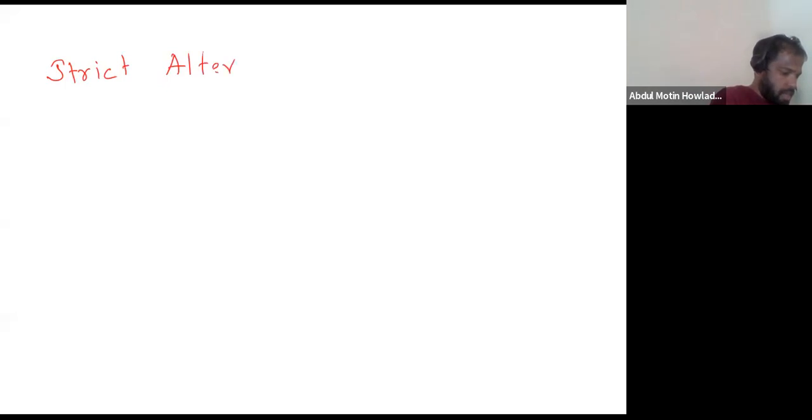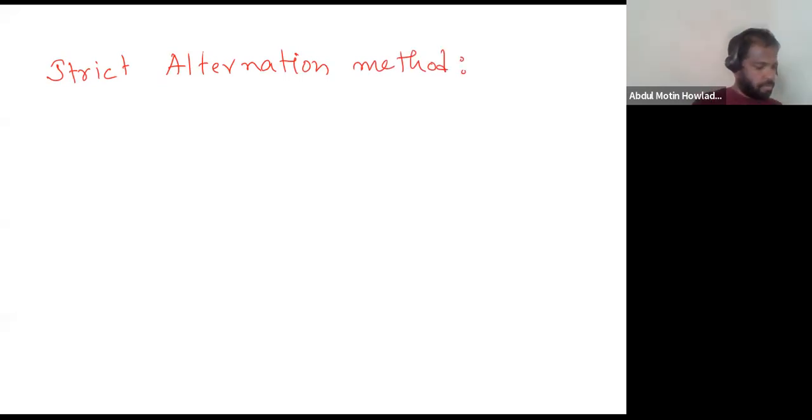So today we learn two more. First, we learn the strict alternation method. Let me write it down here: strict alternation methods. This is the algorithm we learn today.